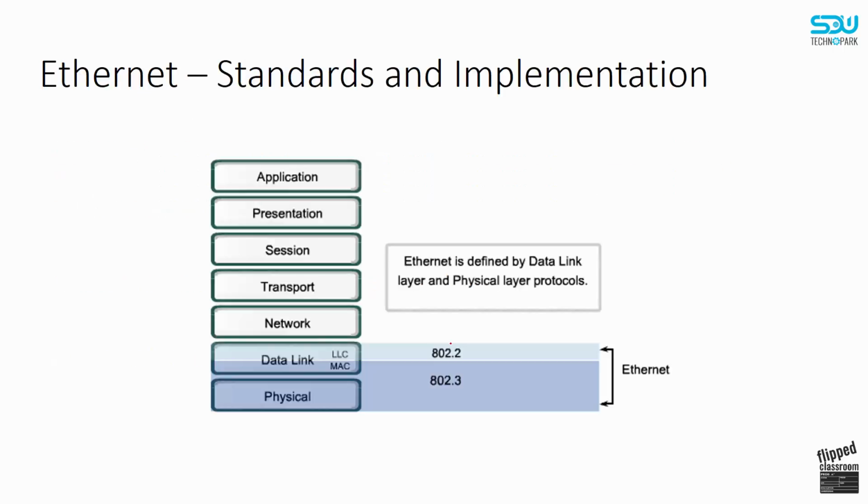The Ethernet consists of 2 layers of the OSI model: the data link layer and the physical layer. The data link layer, as you remember, consists of 2 sublayers: LLC, logical link control, which works with the upper layer, and the media access control, which works with the lower layer, the physical layer. The Ethernet standard has the IEEE standard 802.3, and this actually consists of 802.2 also.